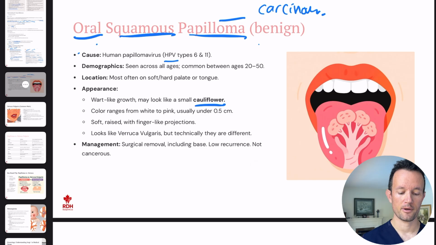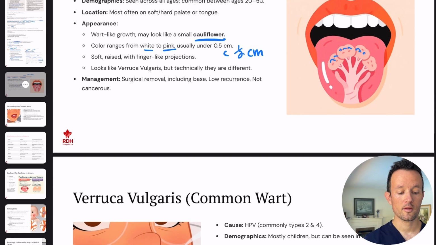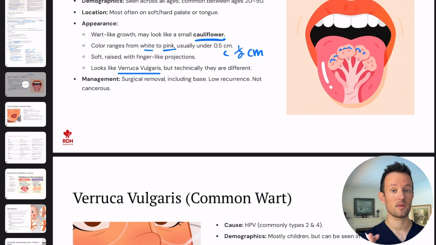A cauliflower appearance. It pops out and it's got a little papillary surface on it. That's what I want you to remember. Little bumps all over here. It could be white to pink, usually less than half a centimeter. It looks like verruca vulgaris, but it's not. That might be one of the most important things of this entire video.